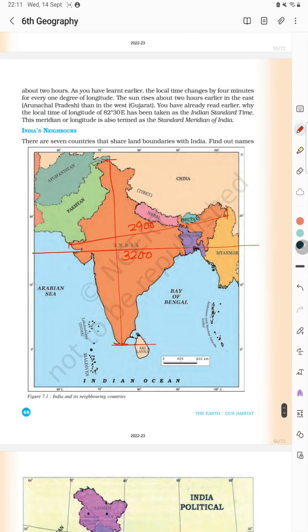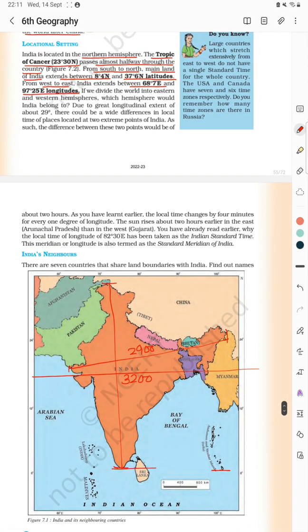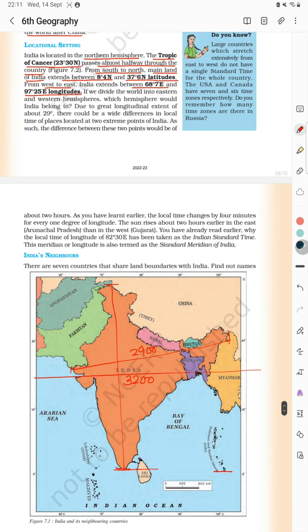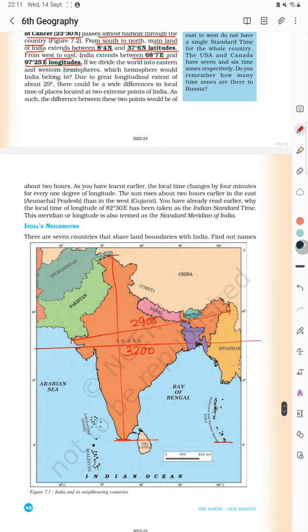Means this point is 8 degree 4 minutes, and this point is 37 degree 6 minute north. This point is 68 degrees 7 minute east, and this point is 97 degree 25 minute east longitude.